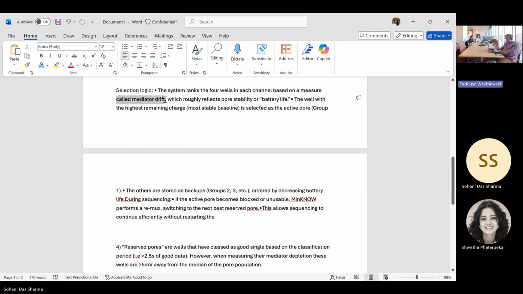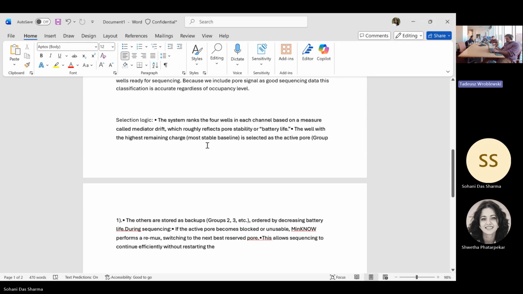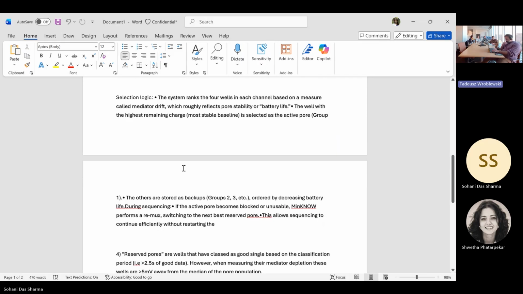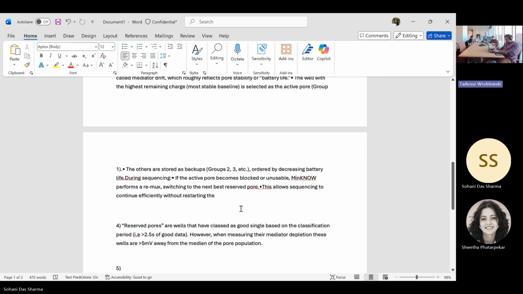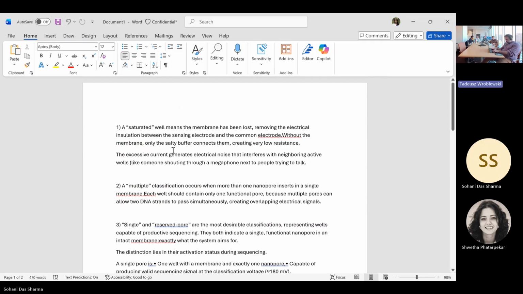It's called mediator drift. We don't need to remember everything, but this is how the logic in the algorithm works. And the mediator drift is kind of like a battery life. So it selects the best one for the open pore, and the rest are the reserved pores, like backup pores. The best one will participate in the mux scan first, and when it does the mux scan next time, it is going to select one of those pores. So this is how it works.